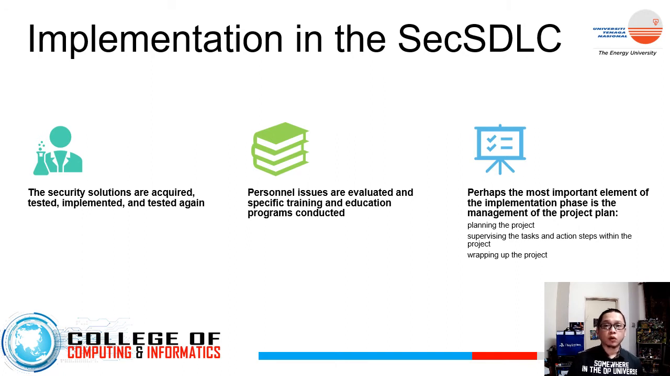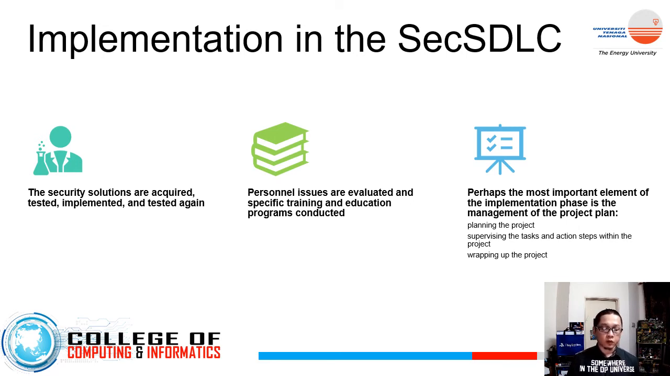But of course, problems will arise. This is why the implementation also includes the testing and reviewing of whatever we have implemented. We want to see whether our solution is suitable for our target group or target user. This also includes the personnel issue, whether we have the proper manpower to actually use the solution, and whether the people we intend the security mechanism for can actually benefit from the security measure that we have planned for.